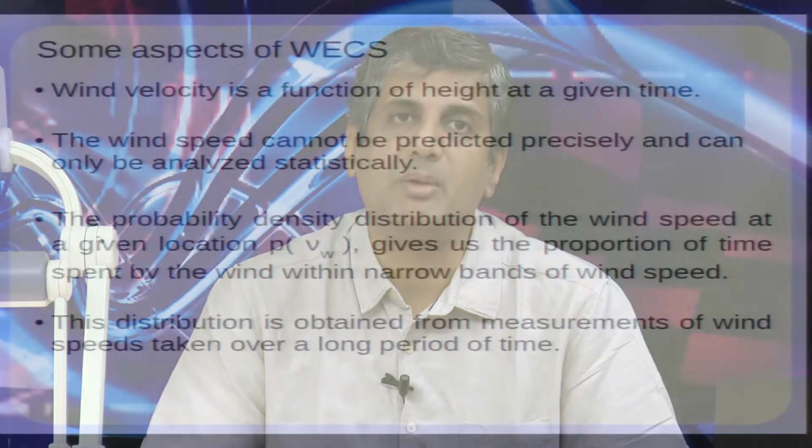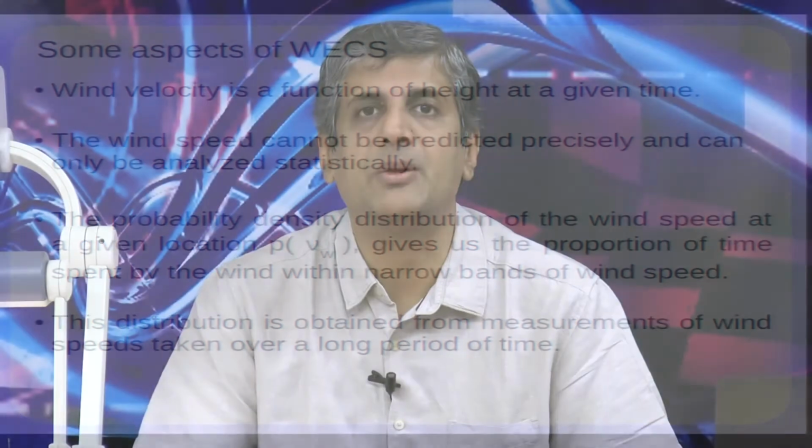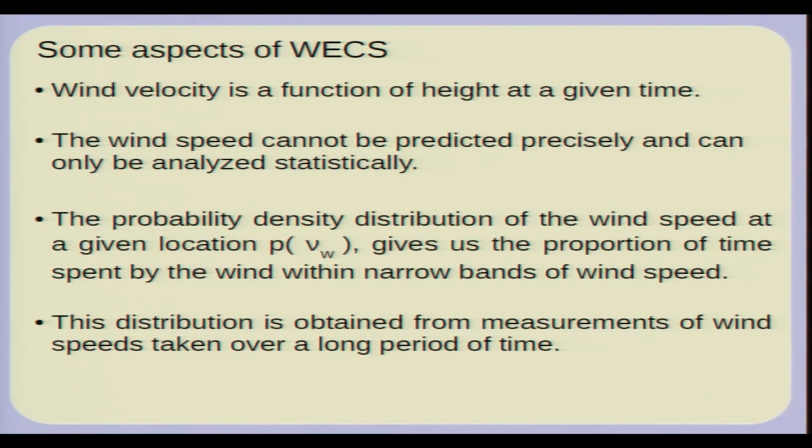So, actually we can characterize this kind of wind speed by a probability density function. The probability density function effectively gives us the proportion of time spent by the wind within narrow bands of wind speed. So, you can tell that within a year, for example, 5 days in a year, your wind speed was between 5 meters per second and 6 meters per second. This kind of characterization can be done, which will become very clear in the next slide. This is what is known as the probability density distribution. This distribution can be obtained only through measurements.